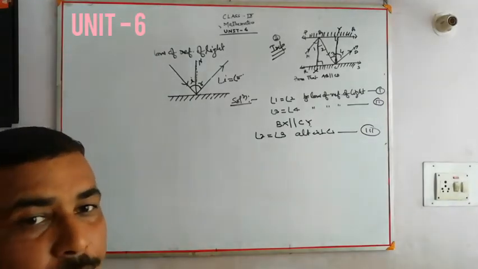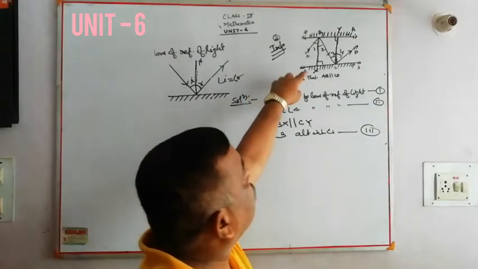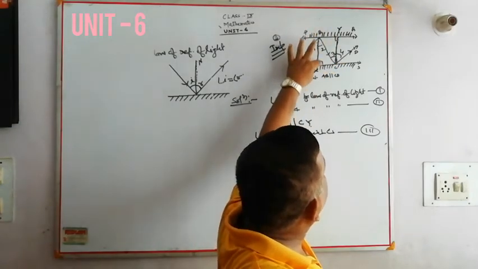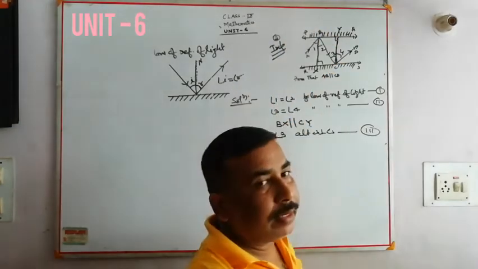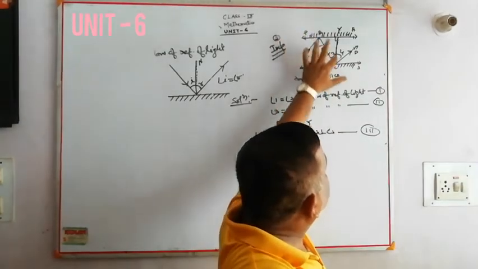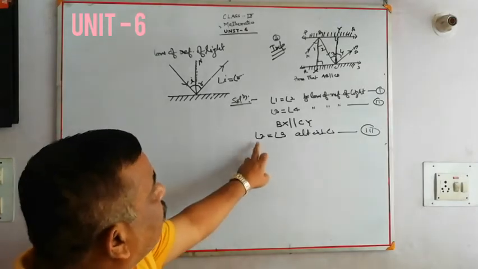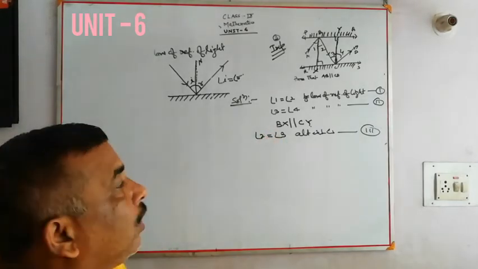You know about the normal. Normal is perpendicular to the line. Here the angle is 90 degrees, and also 90 degrees. These are the parallel lines. They are also 90 degrees. Here also 90 degrees. Therefore, that is the transversal line. Alternate interior angles are equal. Angle 2 and angle 3 are equal.